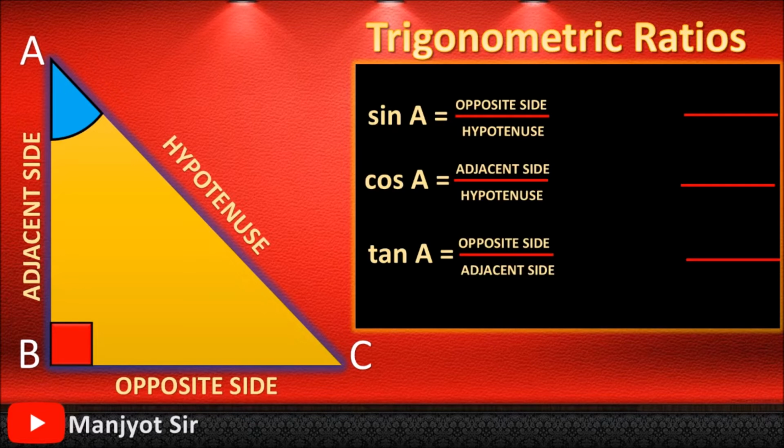Now let's observe these ratios again. See, the first ratio is sine A, which is opposite upon hypotenuse. The second ratio is cos A, which is adjacent upon hypotenuse. And the third ratio is tan A, which is opposite upon adjacent.